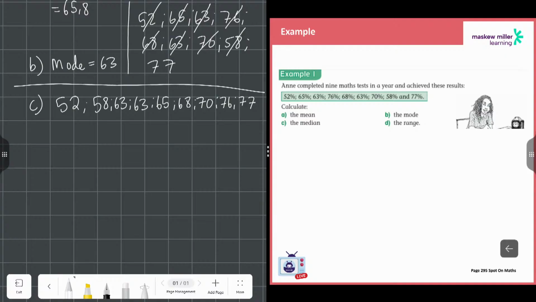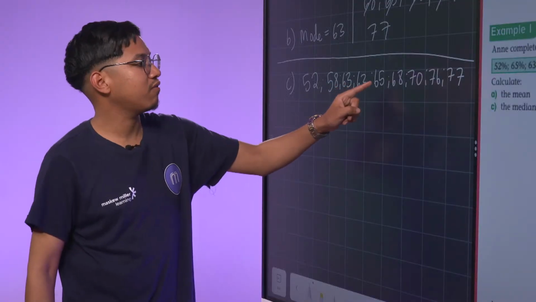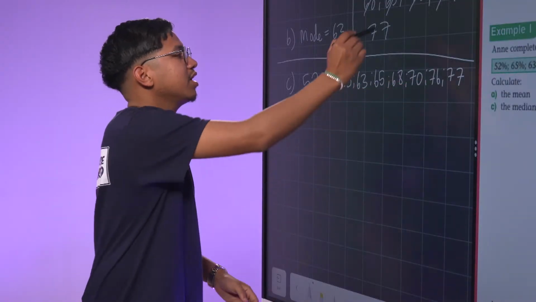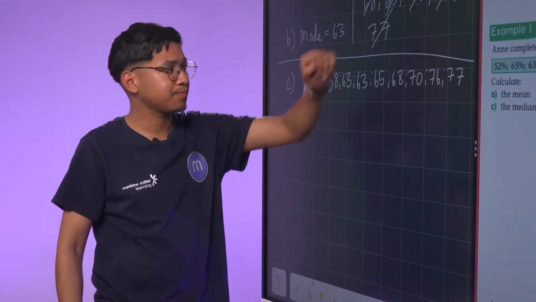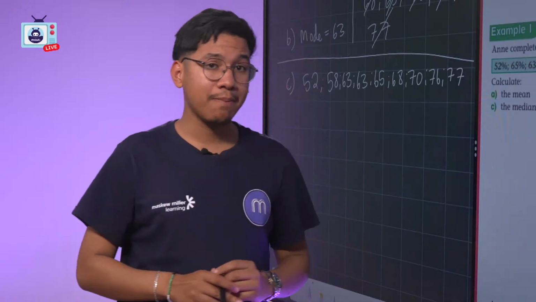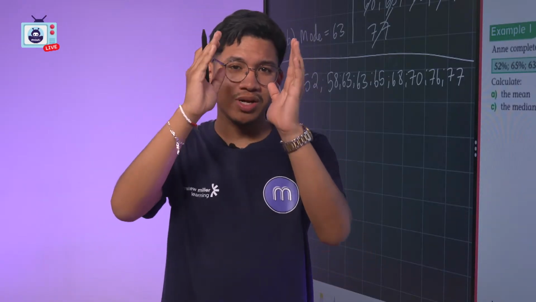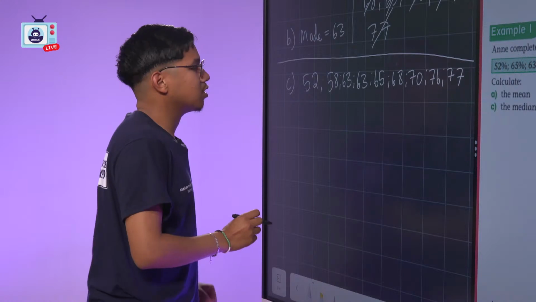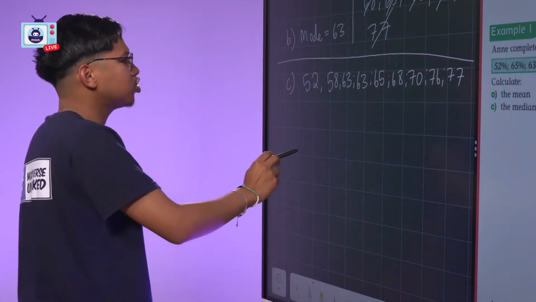Let's count if I have 9 numbers. 1, 2, 3, 4, 5, 6, 7, 8, 9. Okay, very useful to do this, all right? So I know I have an odd amount of numbers in my data set, so it's very easy to identify my median, all right? So my median would just be what?